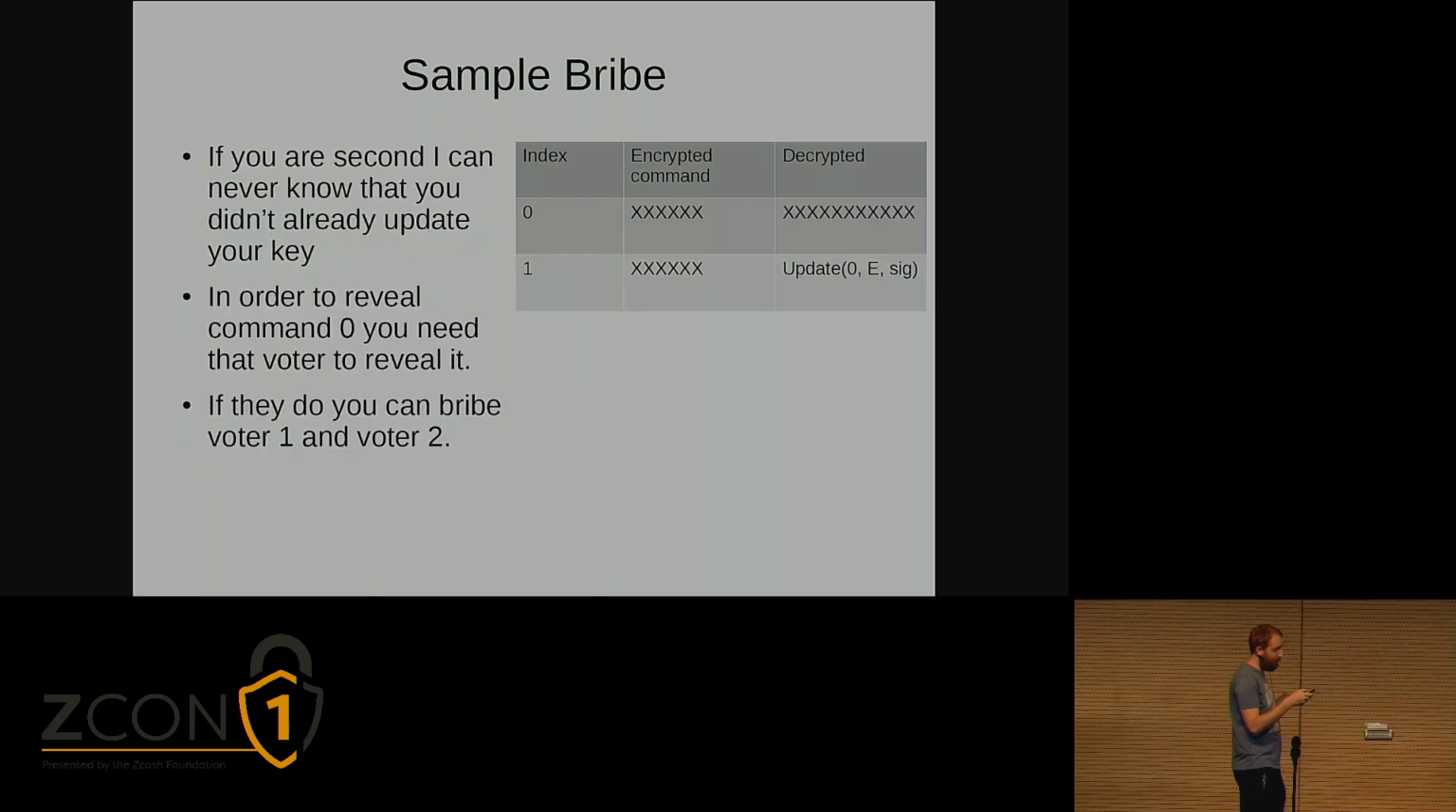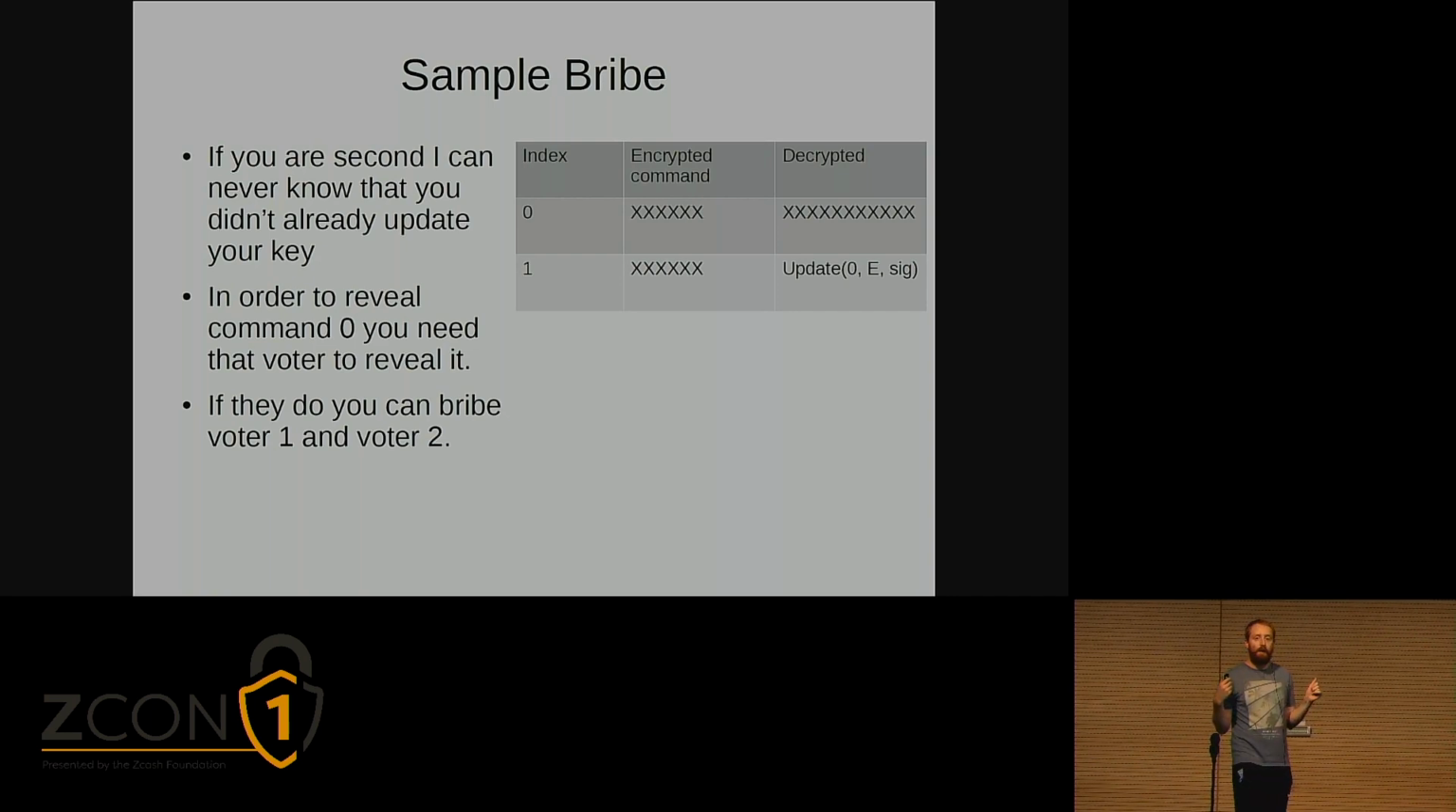But if we add a second person, so now there's two people, and the second person here wants to get bribed. So they reveal their decrypted text to the briber, and the briber does the encryption and says, "Oh, this equals this. Yes, everything is okay."